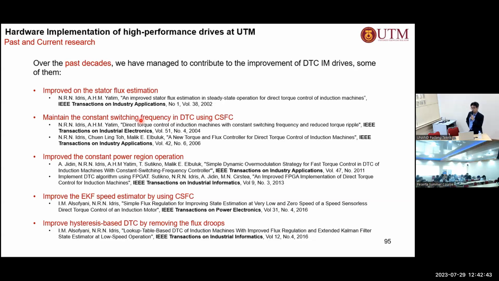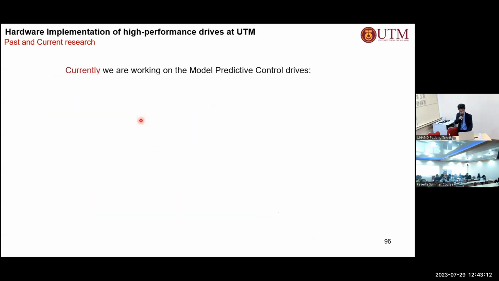And then we also estimated the speed using the extended Kalman filter, and we have published that in the Power Electronics transactions. And we also have improved the hysteresis DTC by adjusting the lookup table to remove the flux droop, we call it the droop. And we managed to publish that in the IEEE Transactions on Industrial Informatics as well. There are several other transactions which are not listed here.